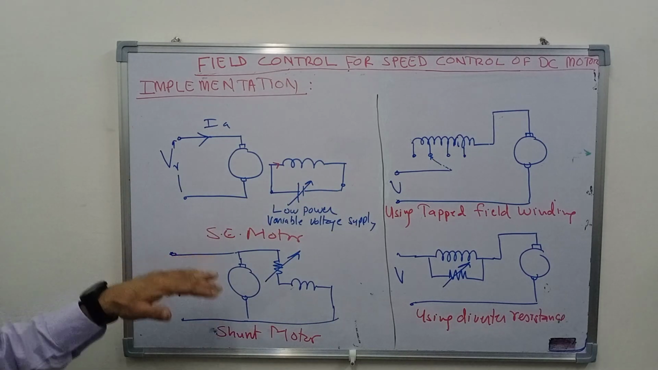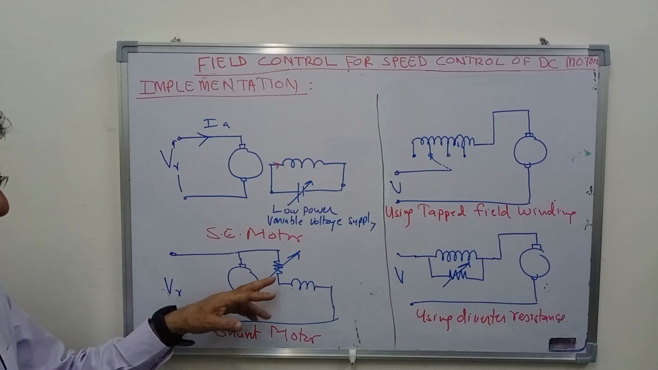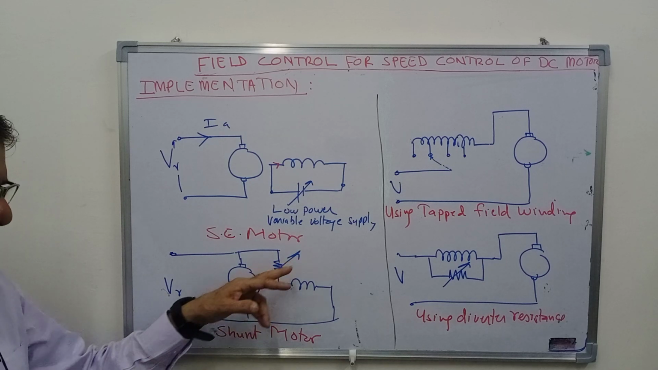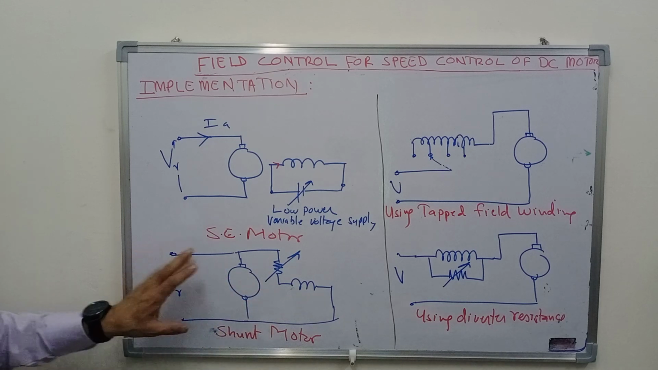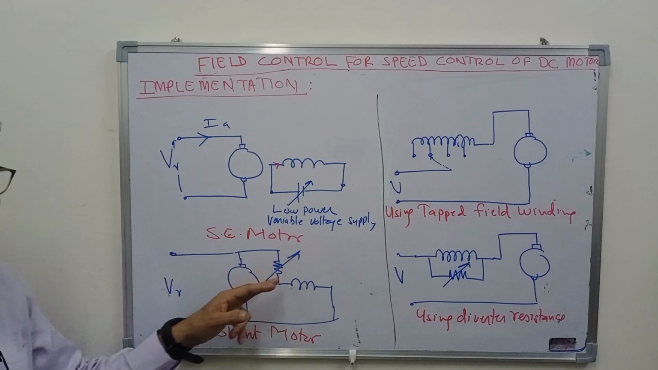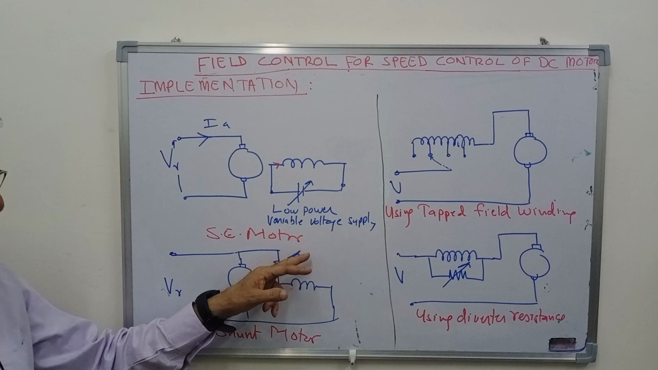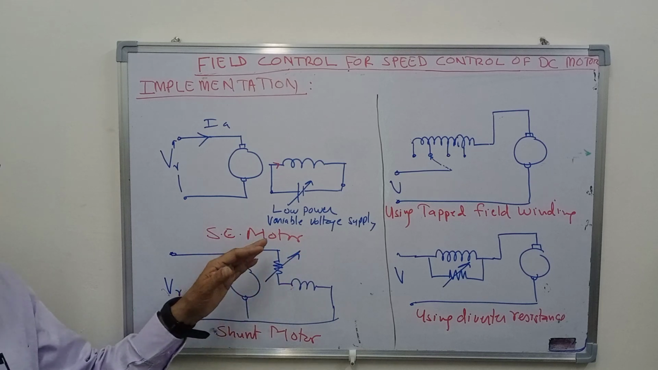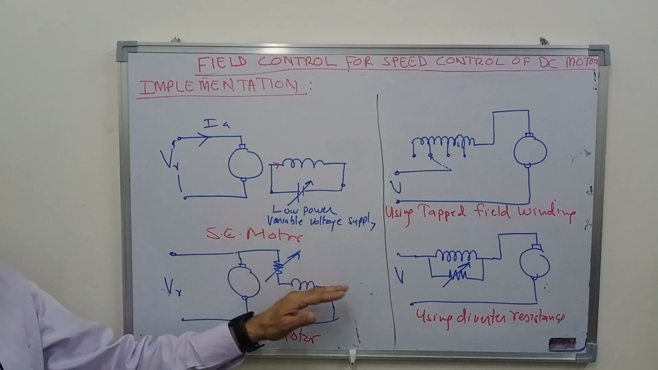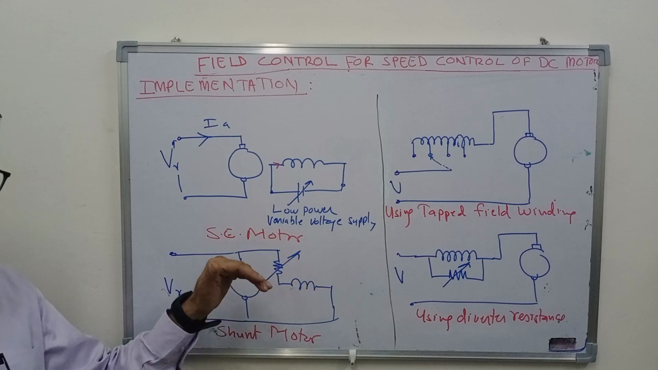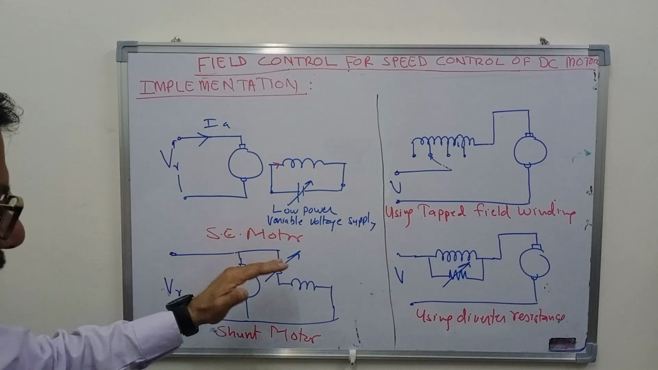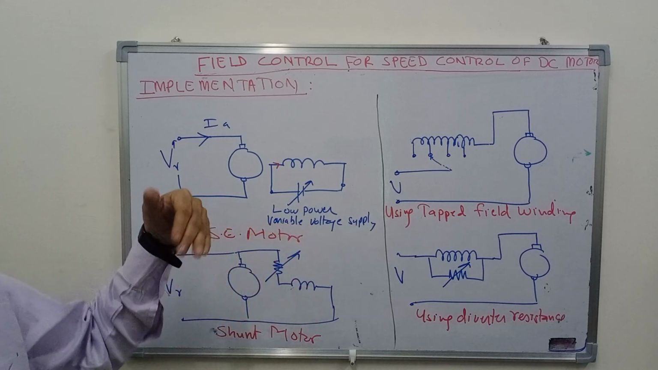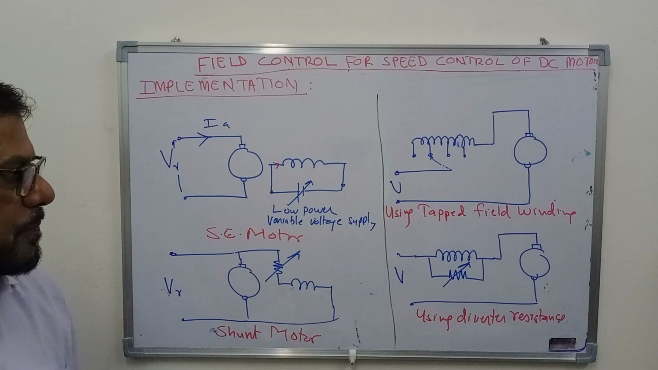If it is a shunt motor, then you can connect a resistance in series with the field winding and apply a rated voltage here. By varying this resistance, you can vary the current flowing in the field winding, and you can control the flux produced by the field winding. So in that way you can control the field current, and hence the flux, and hence the speed of the motor.